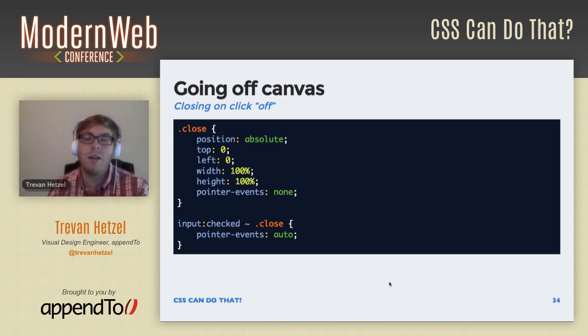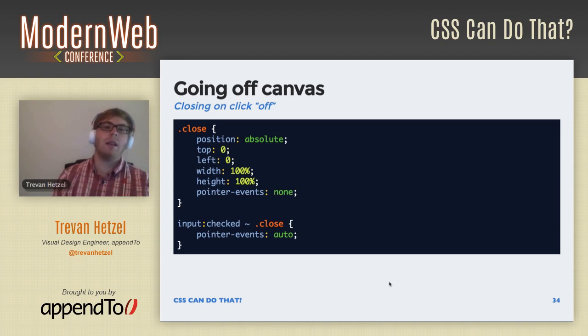Now, pointer events none is a CSS3 property. So the browser support is not as good as just the typical checkbox hack. So if you have to support IE 8 and 9, this isn't going to work. I mean, you can still have functional off canvas. You just won't be able to close on click.